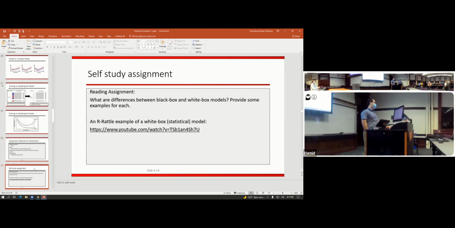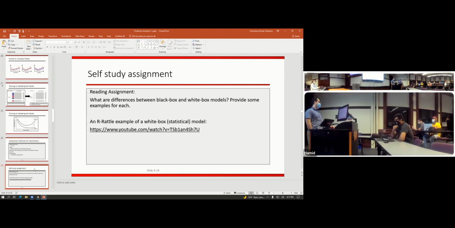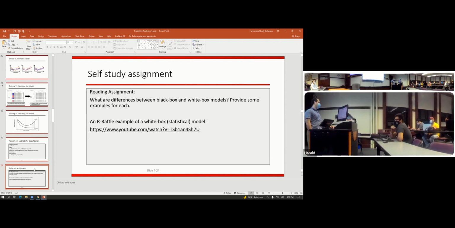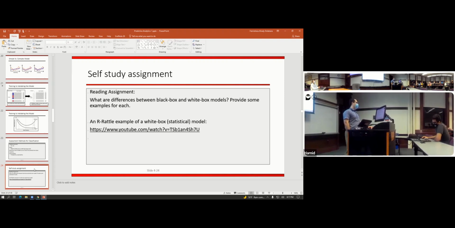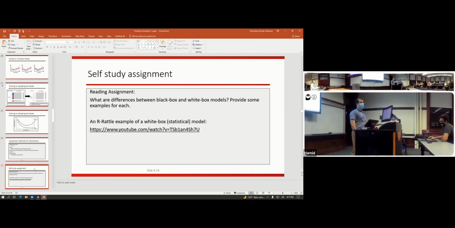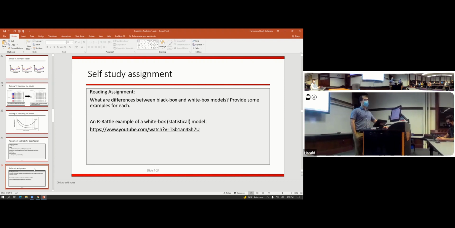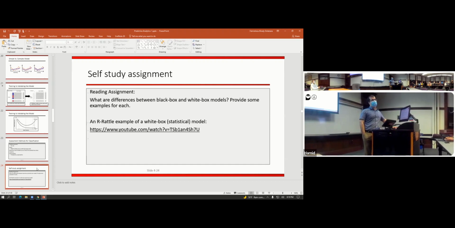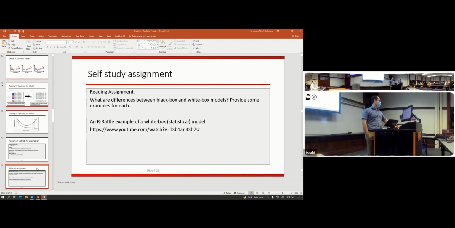Okay, you have another assignment. I need you to just Google and find the differences between black box and white box models, and provide some examples for each. So tell me some sample black box algorithms and white box algorithms. I actually just talked about them a little bit, but I think many will be fine.